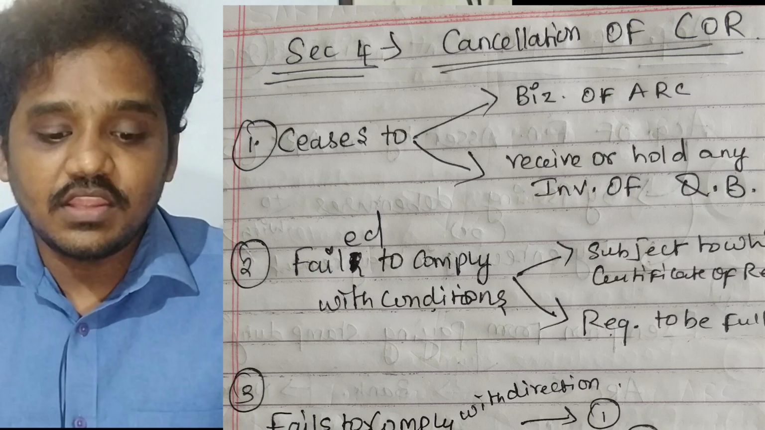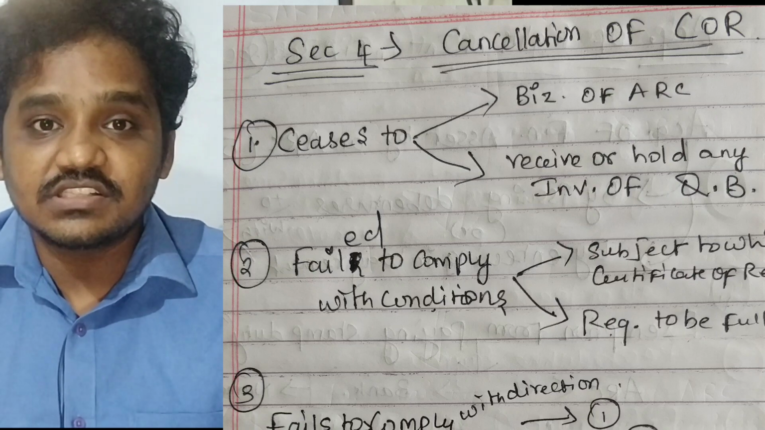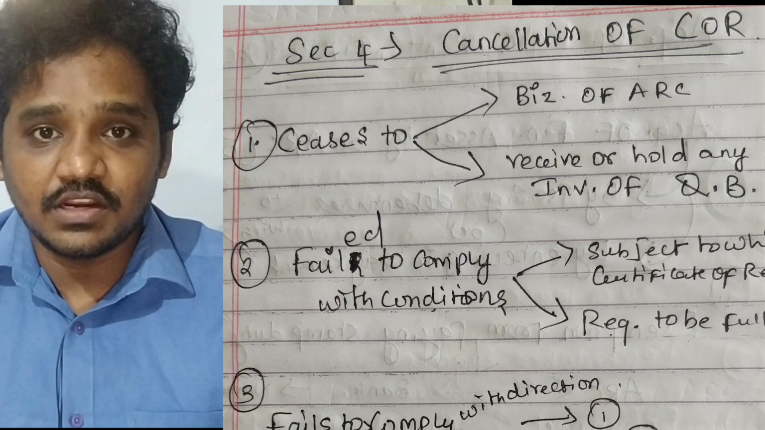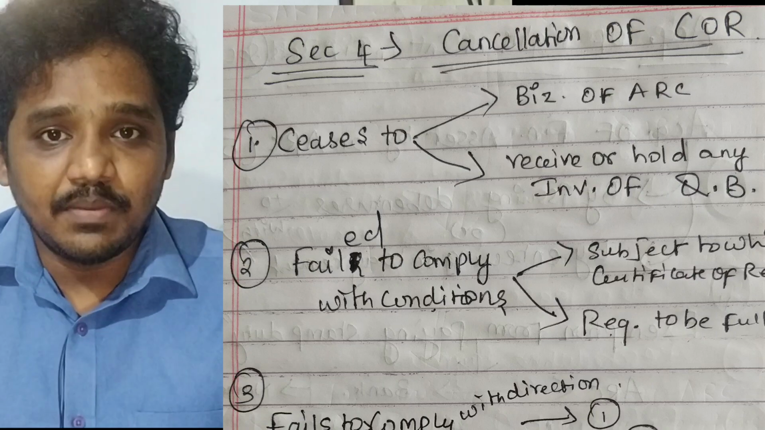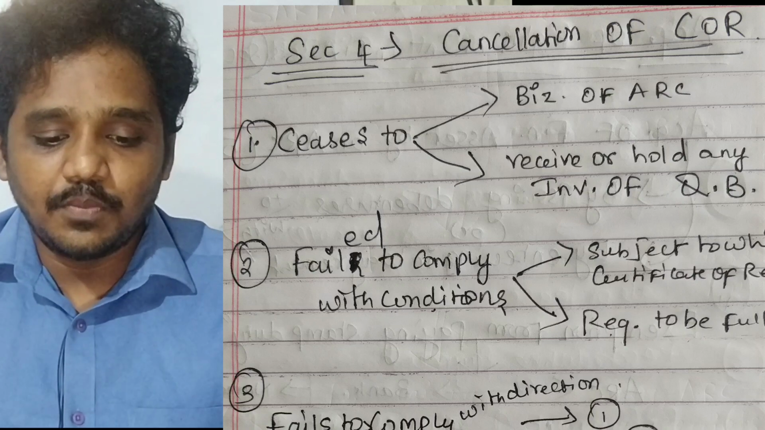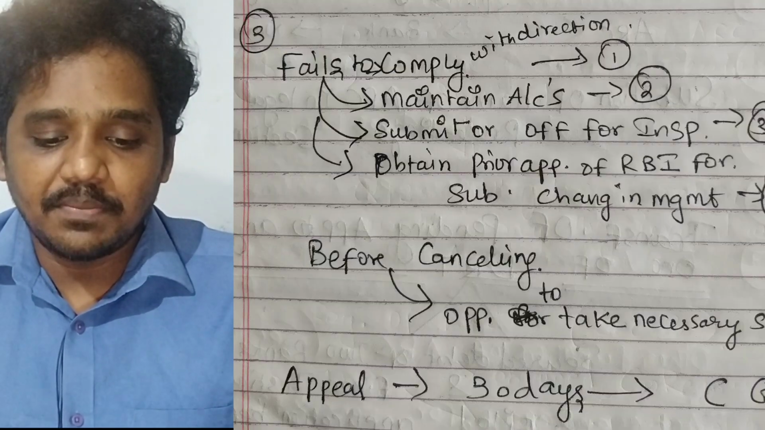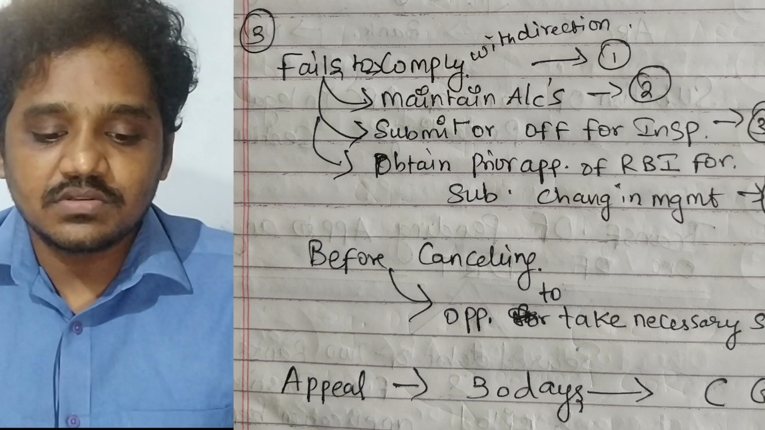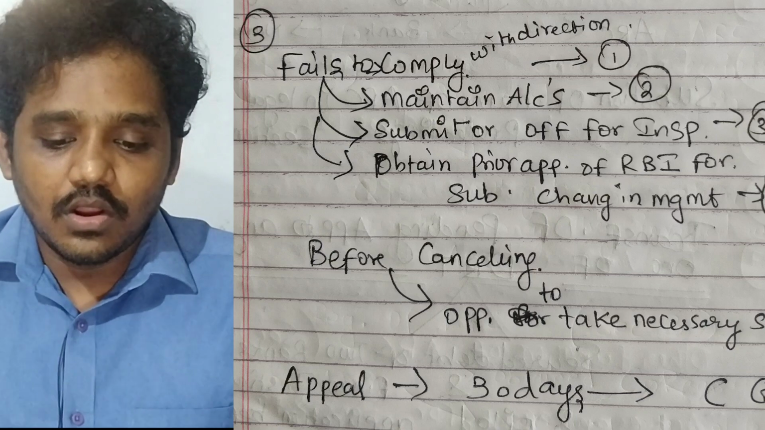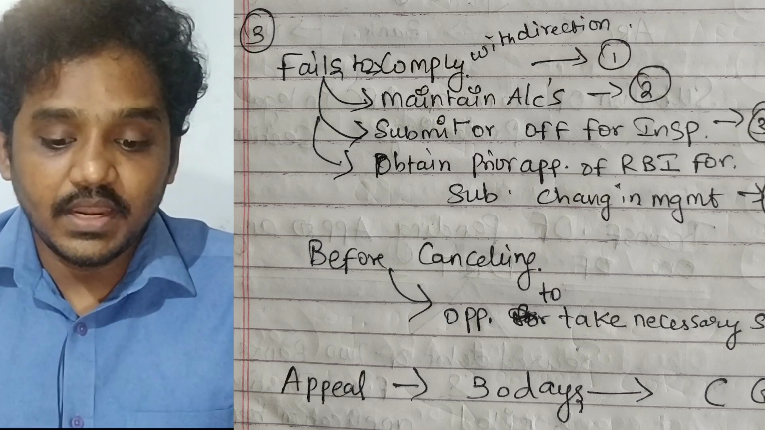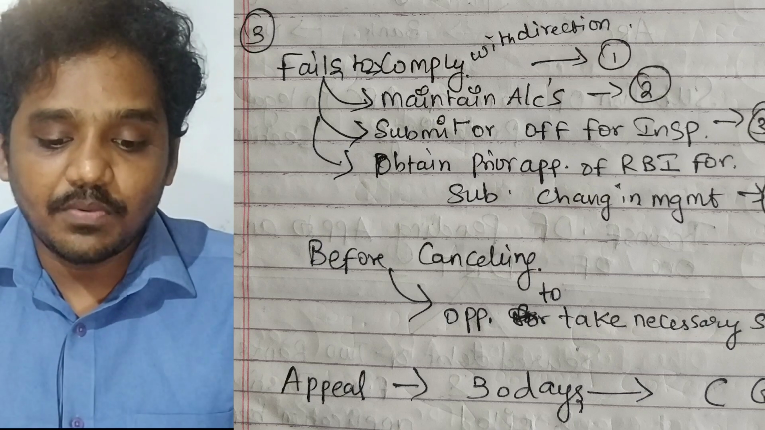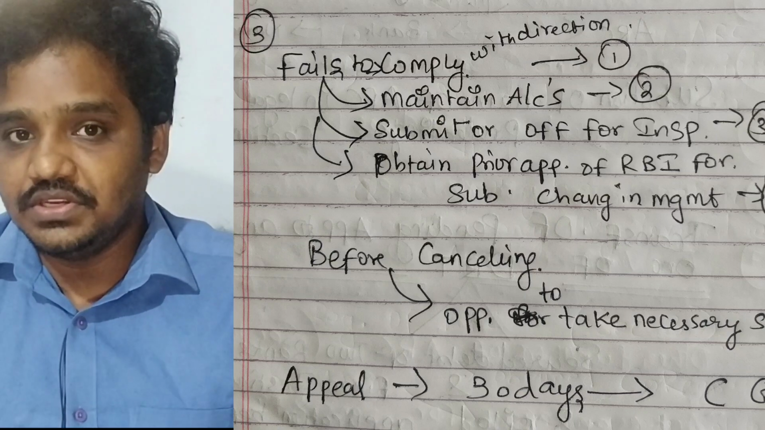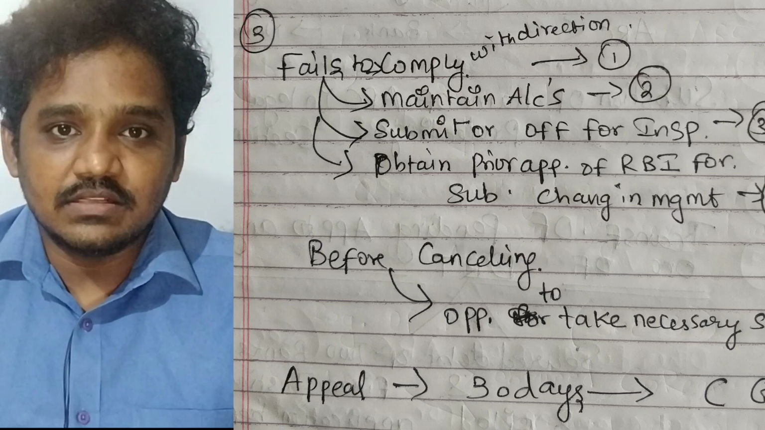fails to comply with any of the conditions or guidelines suggested by RBI, RBI will cancel the registration. And the third point is, if the asset reconstruction company fails to comply with any directions, fails to maintain accounts, fails to submit or provide any details, and fails to obtain prior approval of RBI for any subsequent change in management, in this situation RBI will do the cancellation.